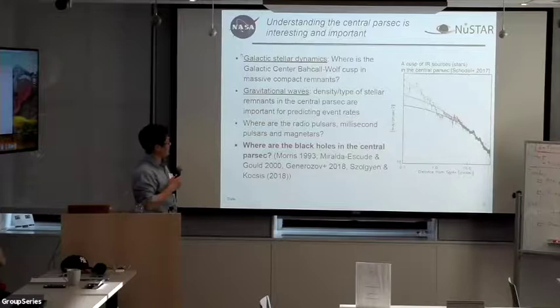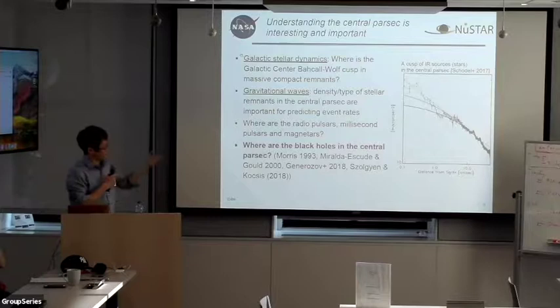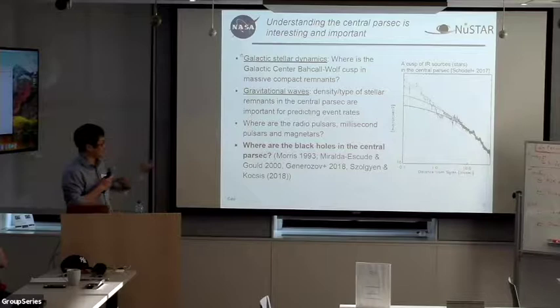And then where are these radio pulsars and millisecond pulsars? We discovered one magnetar in the center. Do we have more? And the really interesting question is, where are these black holes in the central parsecs, as predicted by some papers, including most recent ones by Generozov and Dr. Kosis. I think Dr. Kosis is here. Hi, nice to see you.